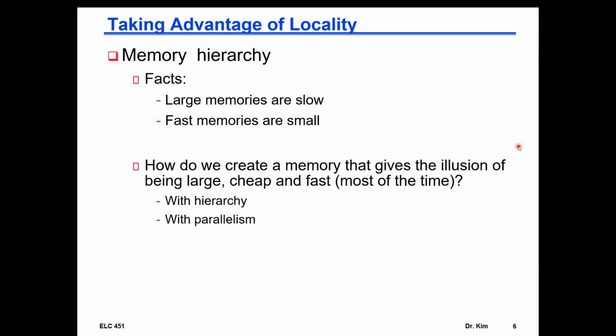So we do it with hierarchy, and that's why this chapter is called Memory Hierarchy. We do it with parallelism. We have seen that applied to the actual organization of processors. And in the context of memory hierarchies, we're going to see that what allows us to do this effectively are the intrinsic characteristics of code to exhibit locality, both temporal locality and spatial locality.